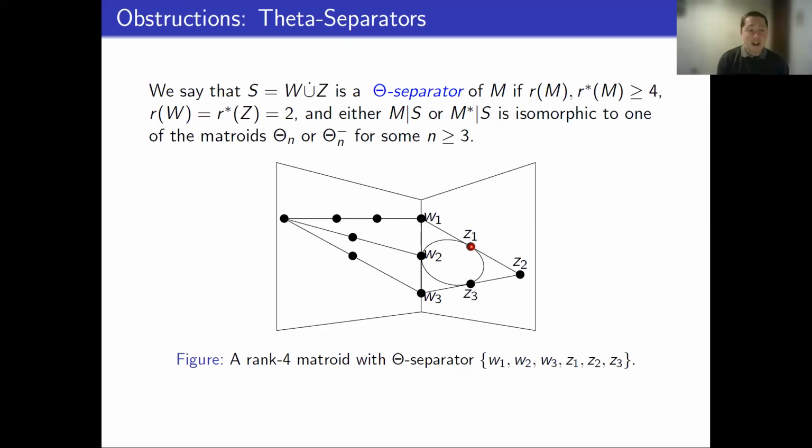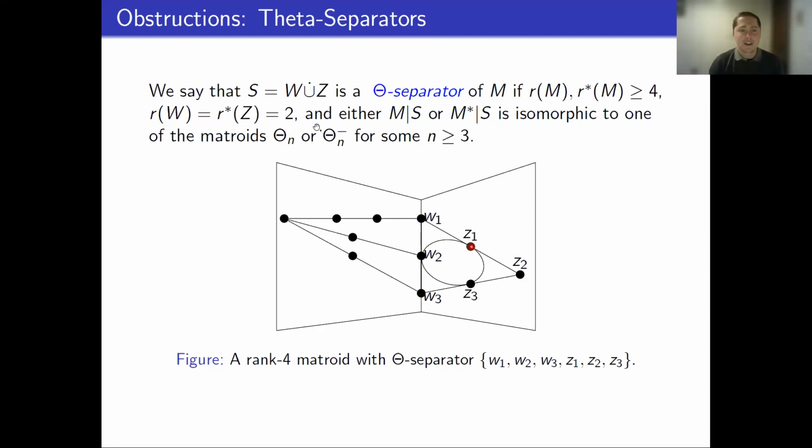And the rank of W and the co-rank of Z is 2. That's just saying that W is a segment and Z is a co-segment. And this is for duality reasons: either the restriction to S in M, or the restriction to S in the dual, is isomorphic to one of our thetas, or our theta M minuses. That's theta delete a W element.